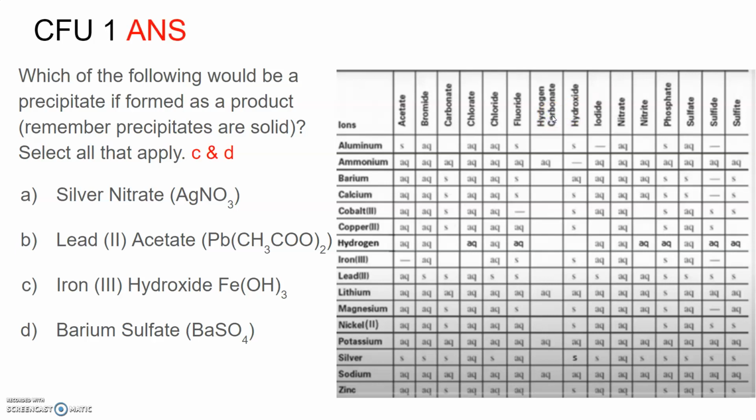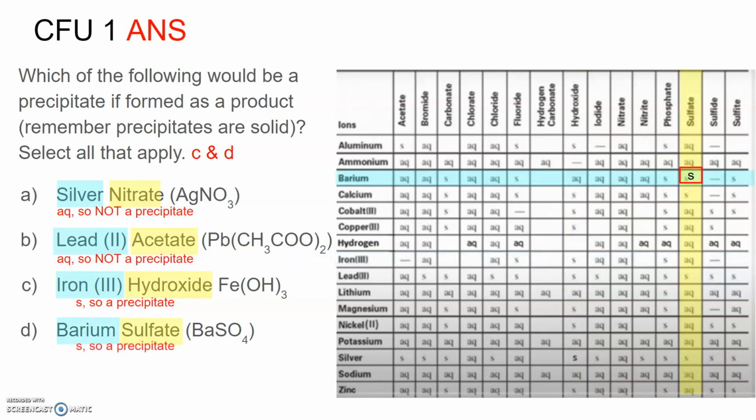All right, the answer to this is C and D. So looking at the first one, silver nitrate, if you find that in the solubility chart, it's aqueous, so that's not going to be a precipitate. The next one is lead acetate. We look for that in the solubility chart, it is aqueous, so that won't be a precipitate. The next one is iron hydroxide. If you look for that in the solubility chart, it's solid, so solid would be a precipitate if it was a product in your reaction. And then the next one, barium sulfate. Again, that's solid, so that will be a precipitate.